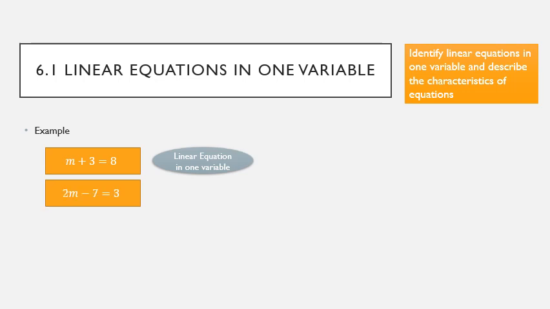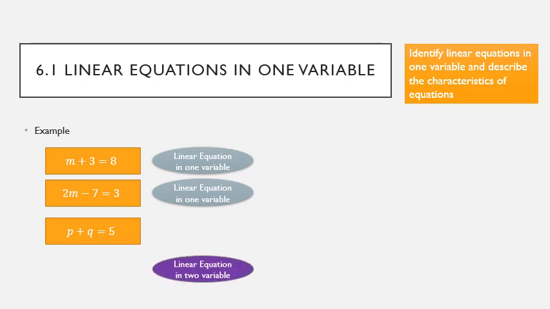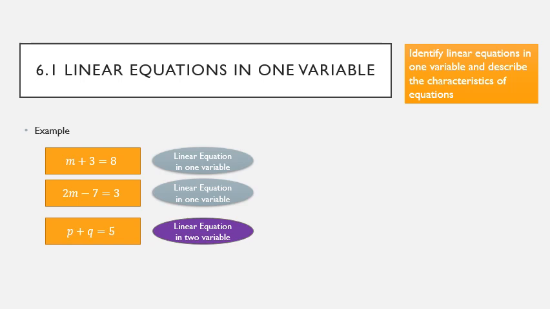2m minus 7 equals to 3. So that is also linear equation in one variable because it has one unknown m, which is power of 1, and it has equal sign. What about p plus q equals to 5? So we have two different unknown, which is p and q. But it is power of 1, so we say it as linear equation, but it has two variables, p and q.